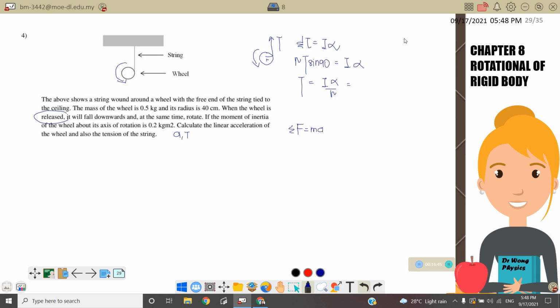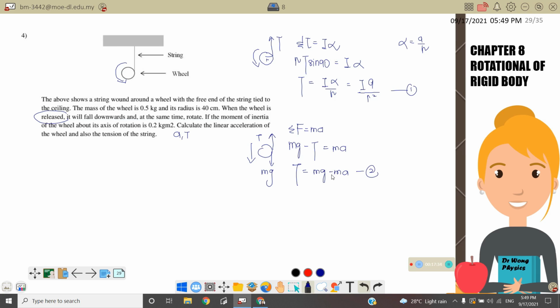So we can change alpha equals a over R. Our equation will become T equals I a over r squared. This is our first equation. For linear motion, this object is experiencing tension, and at the same time there is a weight acting on it. Since the motion is going downward, mg minus tension equals ma. Therefore, tension equals mg minus ma. This is our second equation.